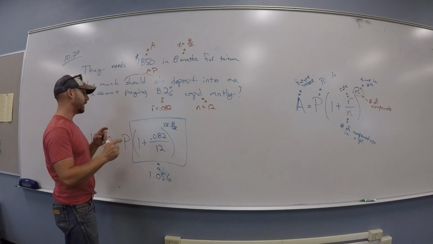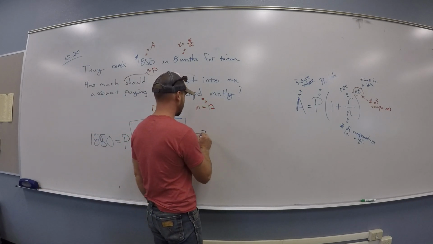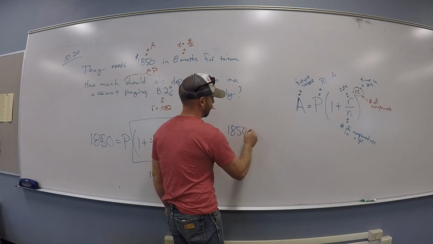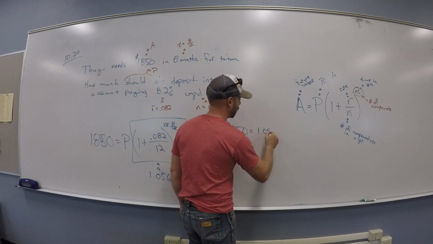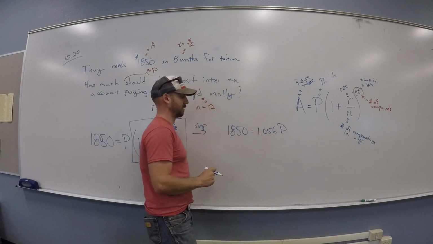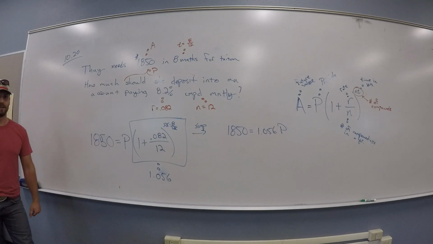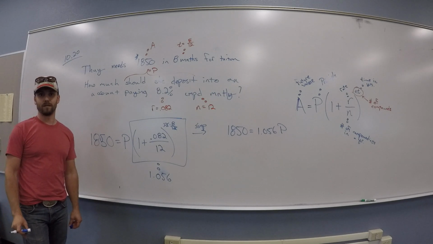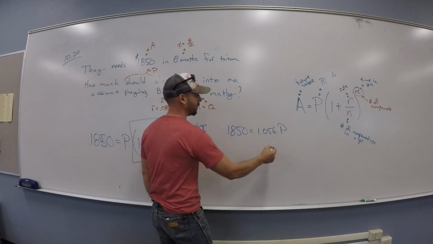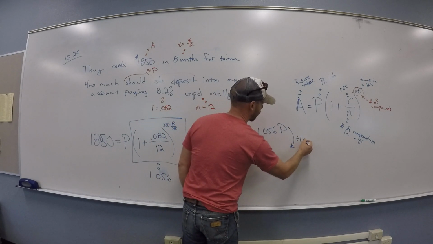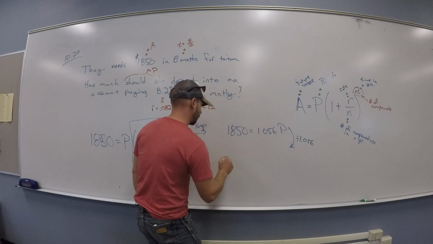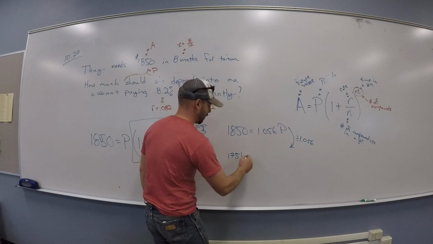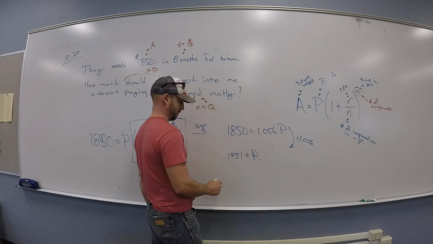So algebraically, you do a little simplification, and you get 1850 is 1.056 P. And then you need to solve for P, right? So you divide by what? Take 1850 and divide by 1.056. So divide both sides by 1.056. So you get 1751.89 is P, but it doesn't really matter.